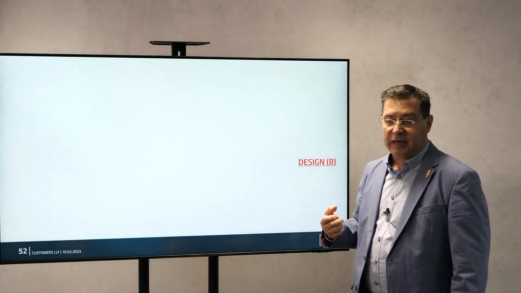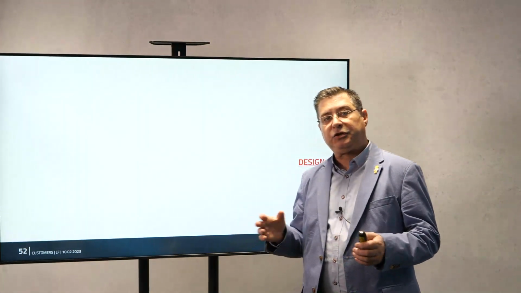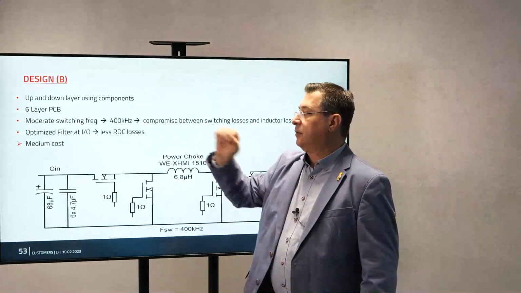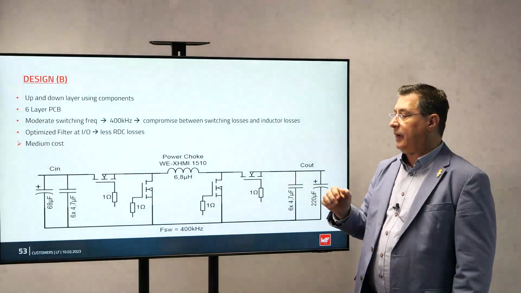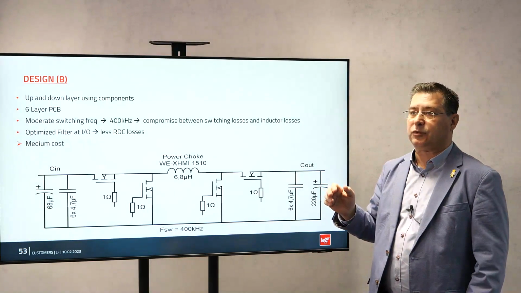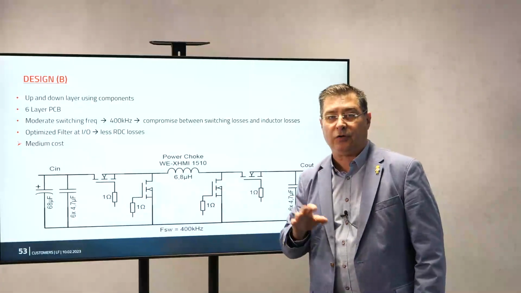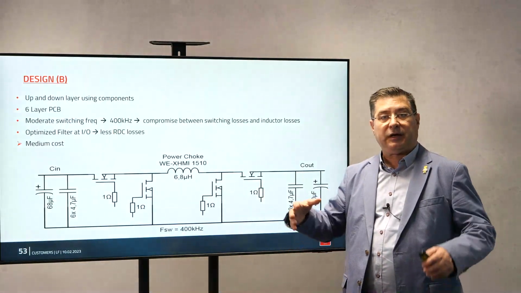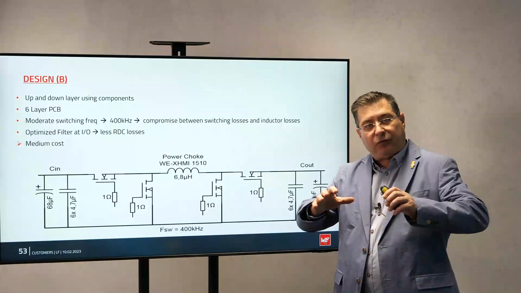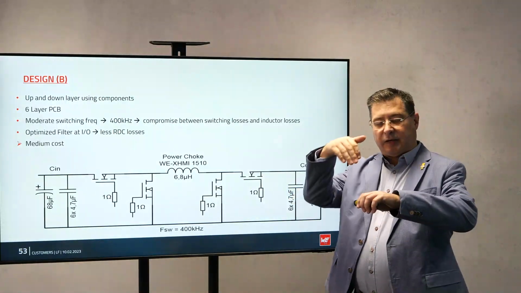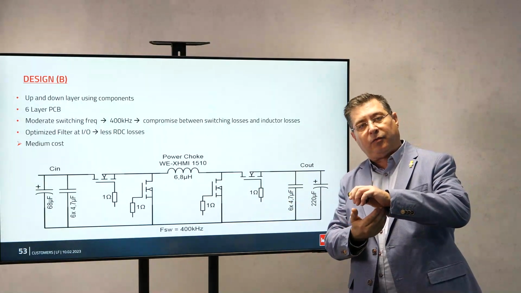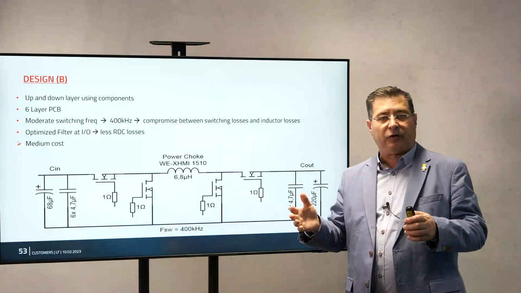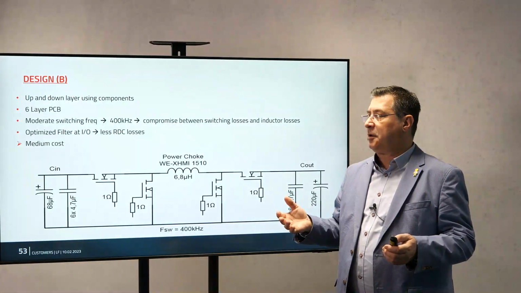Design B. Design B is a compromise. Not so cheap, not so expensive. He goes a little bit slower in the frequency, not 600, only 400 kilohertz. And for the 400 kilohertz he decided to use a 6-layer PCB, not because of the power supply but because of the logic board, because he doesn't want to squeeze everything. So he has to make it a little more spacey, and then he can put some components on the top and some components on the bottom. It's a big jump from 4 to 6 layers in the PCB price, but not that much.